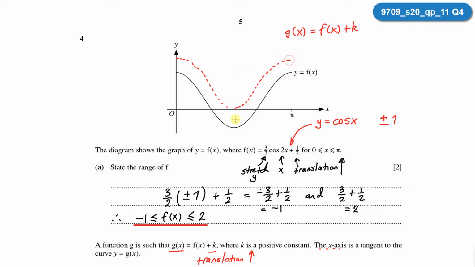It has been translated up by k units, since k is a positive constant, until the graph of g, this is the graph of g of x, now touches the x-axis once. So the x-axis is now a tangent to this graph. So we know that the minimum point of this graph, from the range we got it to be minus 1. So by how many units should it be translated up so that the x-axis is a tangent? That should be 1 unit, where k is equal to 1. So k is just 1 unit.